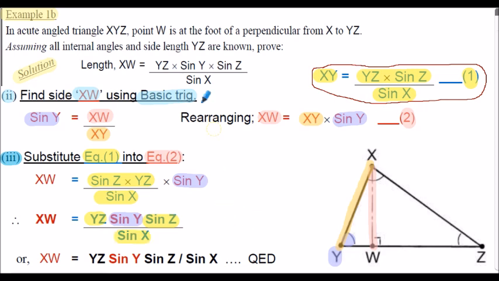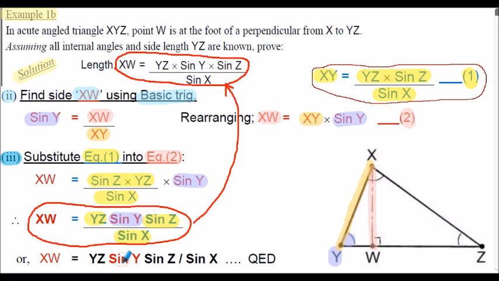So that's allowed us to prove the length xw shown in the question above, and this final line is simply showing the same expression but written on one line. That's just for reference really. So we've now proved the length xw as was required.